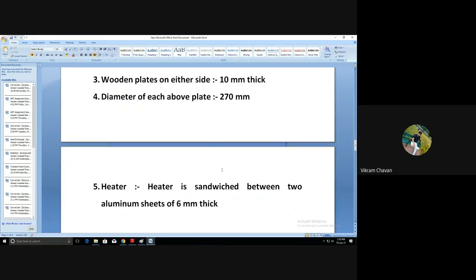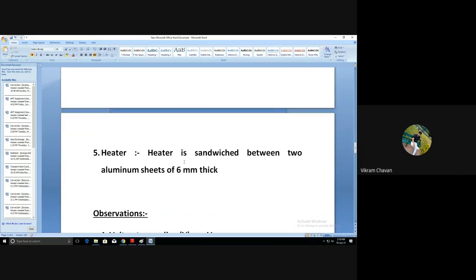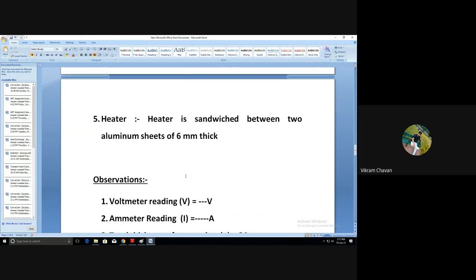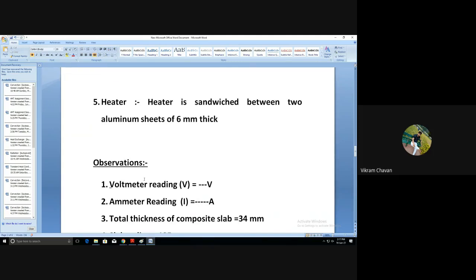Further, the heater is placed in between the two composite walls, and the composite walls are kept apart from the heater by the aluminum plate, which has 6 mm thickness. So in the observation, first of all, we have to take the readings of voltage and current.